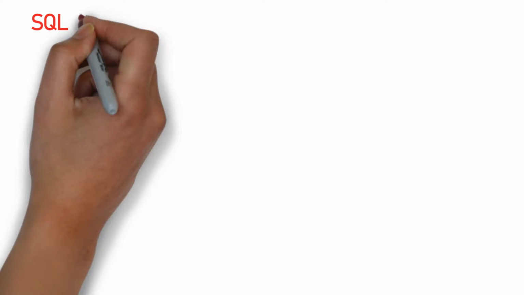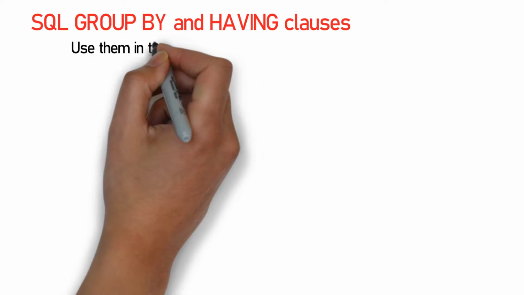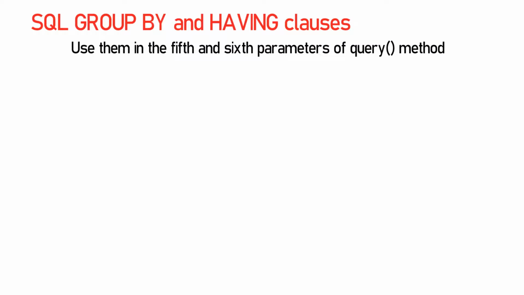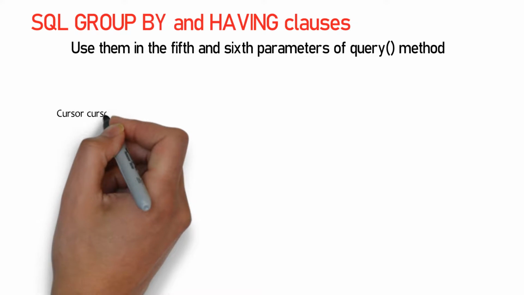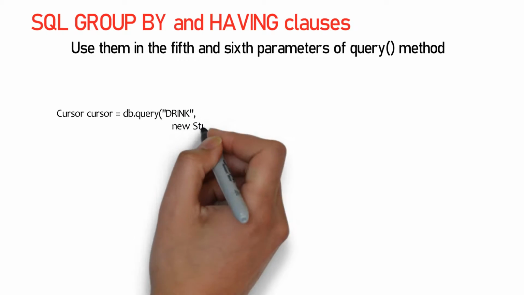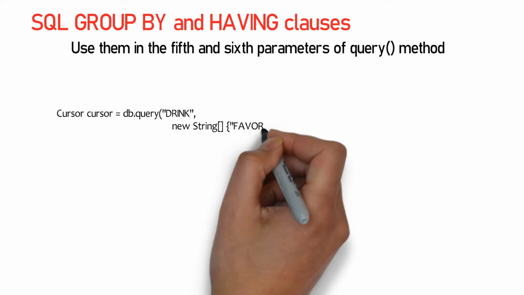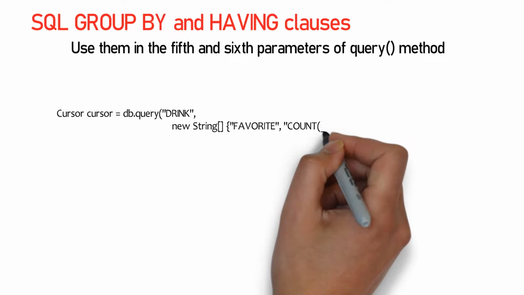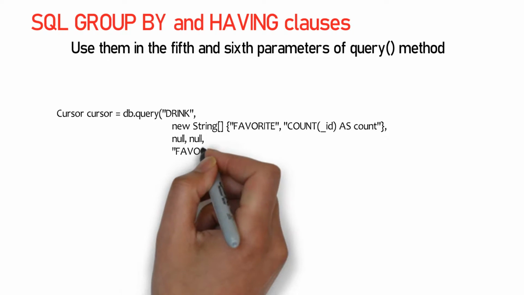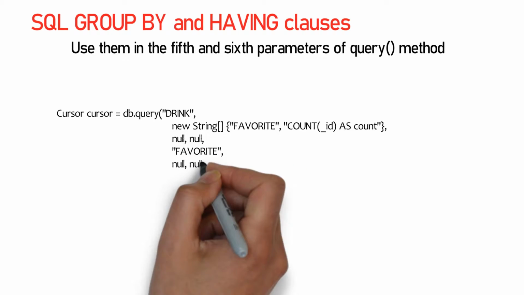If you are familiar with the group by and having clauses of SQL, you can use these in the 5th and 6th parameters of the query method. As an example, suppose you wanted to find out how many drinks there are for each value of favorite. To do this, you would create a query to return the favorite column and count of drinks. You would then group by the favorite column to return the number of drinks there are for each value of favorite.